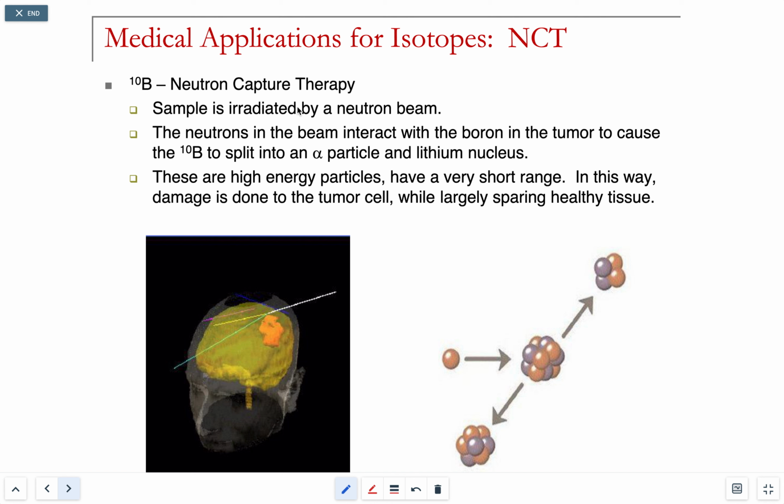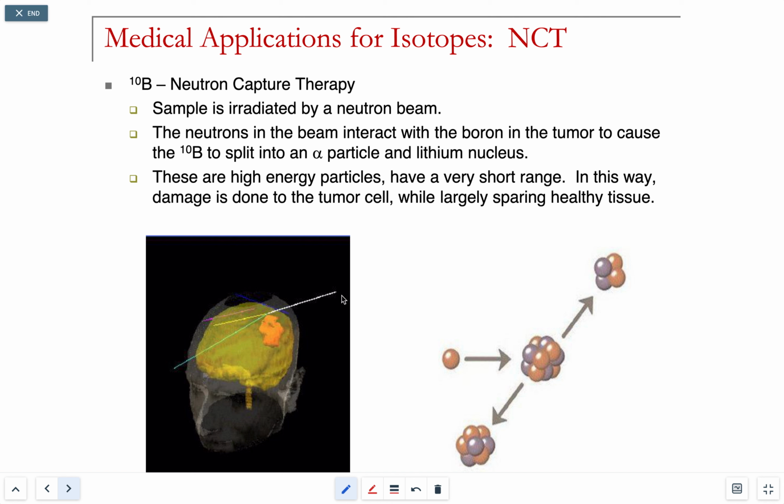Then the special property of boron-10 is that when a neutron beam bombards the boron-10 nucleus, it splits into lithium-7 and an alpha particle. Now, an alpha particle is just a helium nucleus with a 2+ charge. And the alpha particle is very energetic. It moves fairly slowly, but it's like a wrecking ball. Wherever it's formed, it's going to do damage.